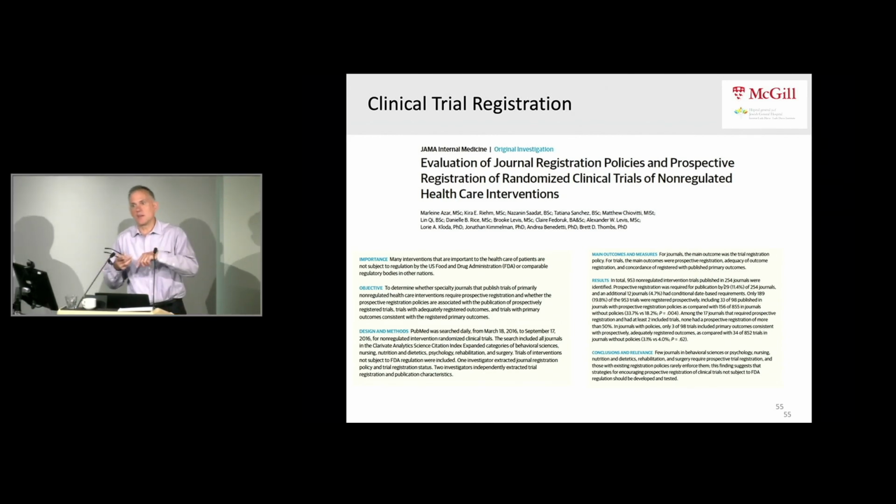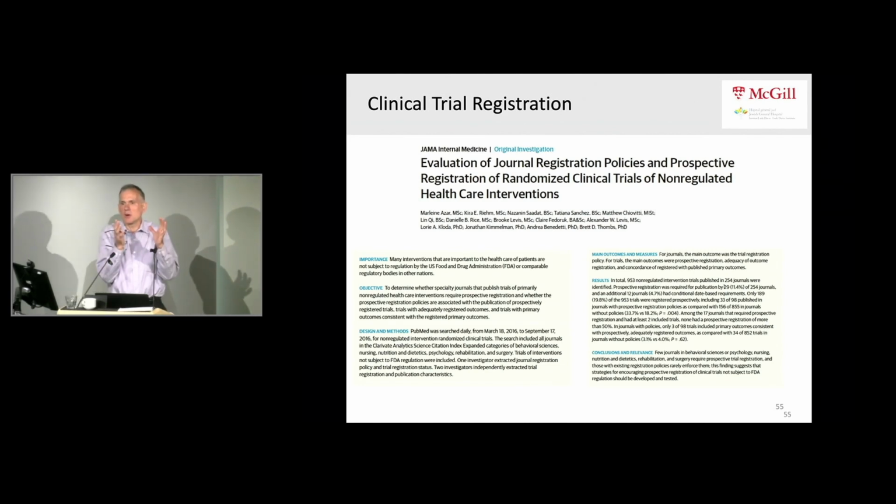non-regulated trials, right? So psychology, mental health, physical therapy. How many can we trace back to a primary outcome that was the same as the registered one? 3% of the trials. Because either they hadn't registered a priori, so that's 80% right off the bat, right? And then the rest of them, either they registered like 10 primary outcomes.